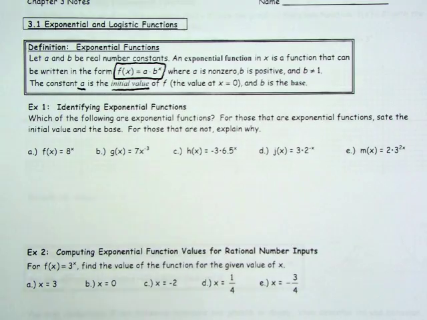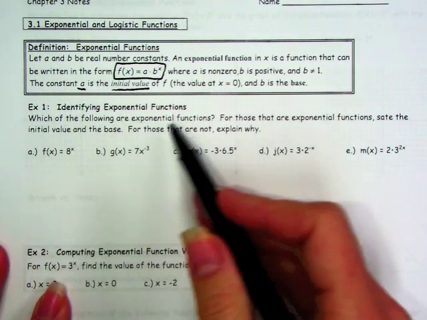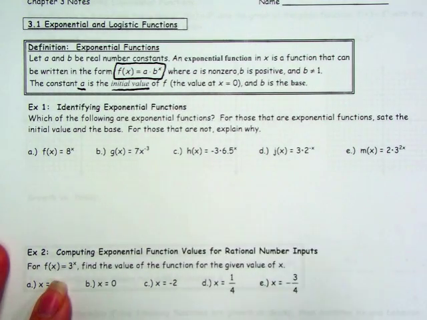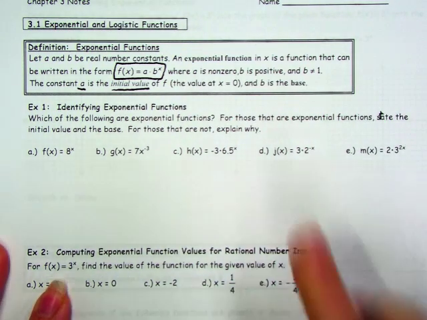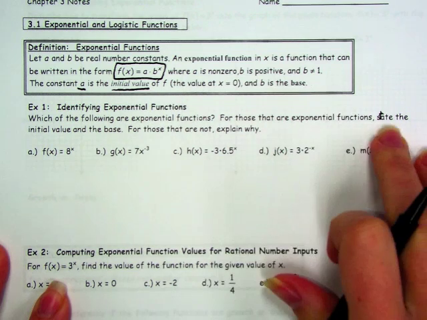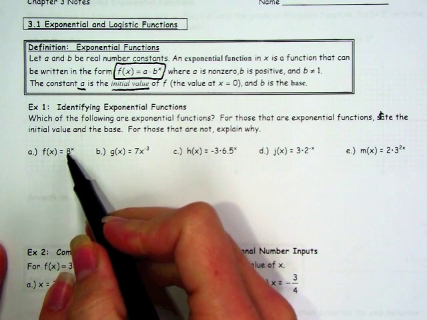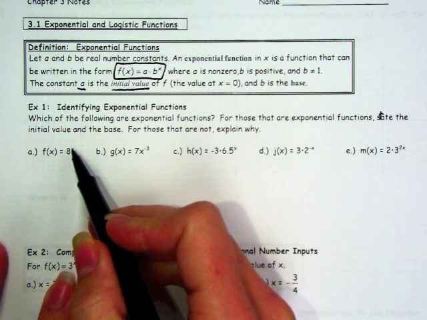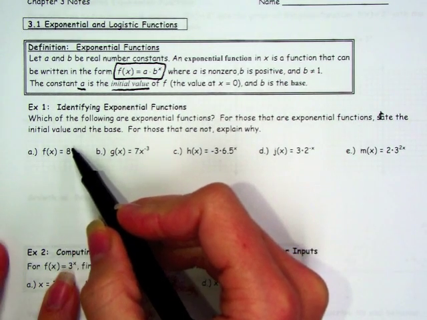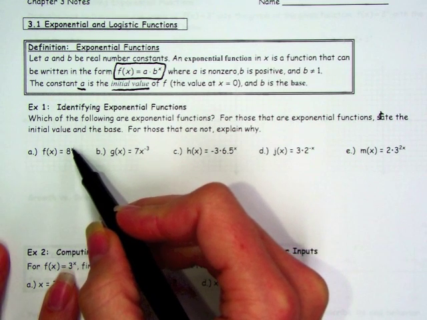So here we have a couple just basic exponential functions. First of all, we have to state if they are exponential functions, and if they are, we need to state the initial value and the base. If they're not, we need to explain why not. So looking at our first function, we have a to the x. X is in the exponent. That makes it an exponential function.